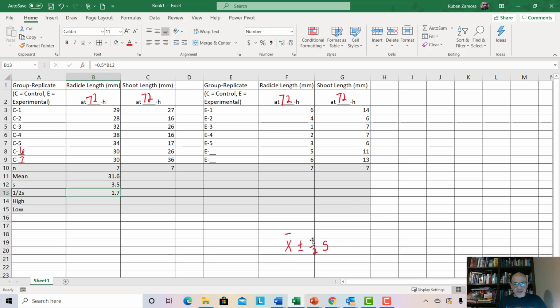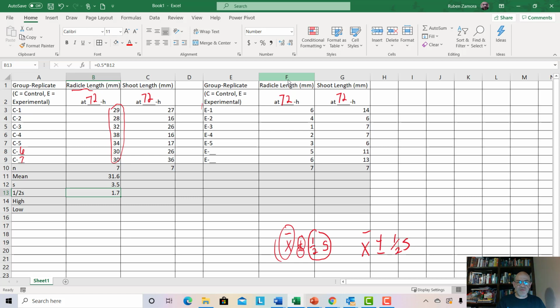Now, that's what this term in the equation is: 1/2 the standard deviation for this data set right here. For the radical, this is radical length. We haven't done shoot length, and this is for the control. It is 1.7. Now what do we do? We're going to add that to the mean, and then we're going to subtract that from the mean, because it's the mean plus or minus 1/2 the standard deviation. This is going to give us a range to compare to that for the experimental group.